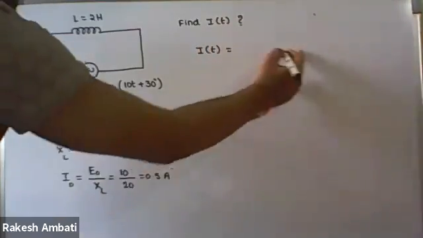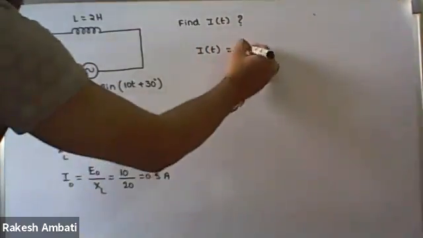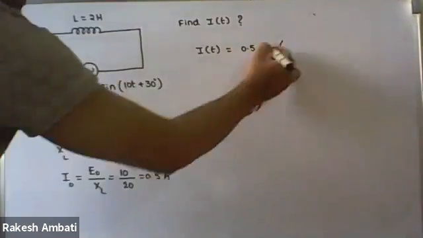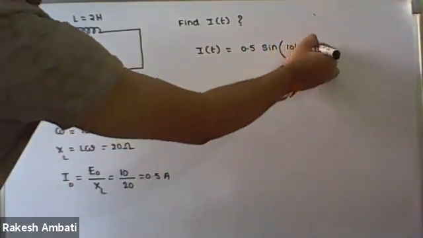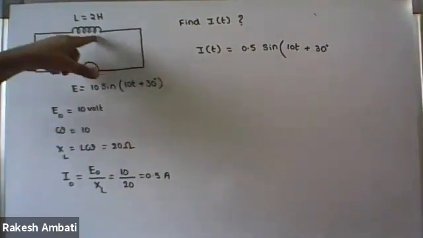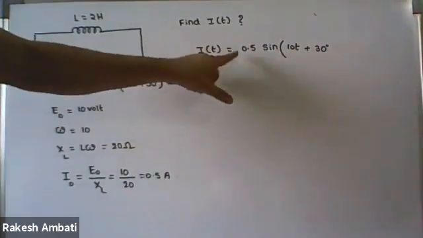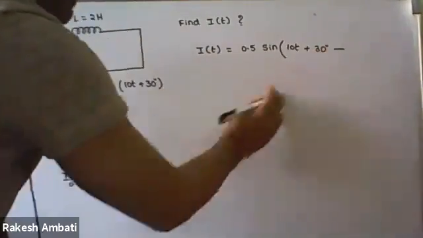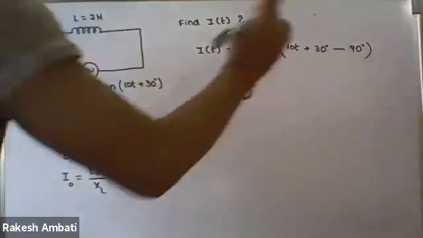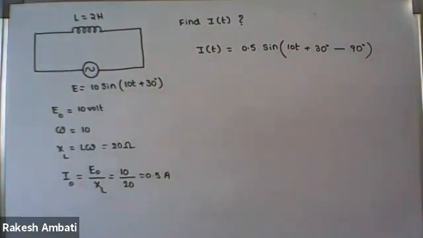So I equals I naught, which is 0.5, into sine of 10t plus 30 degrees with respect to EMF. In an inductive circuit, does current lead or lag? Lags, by minus 90 degrees, pi by 2. I'll simplify it. Over.